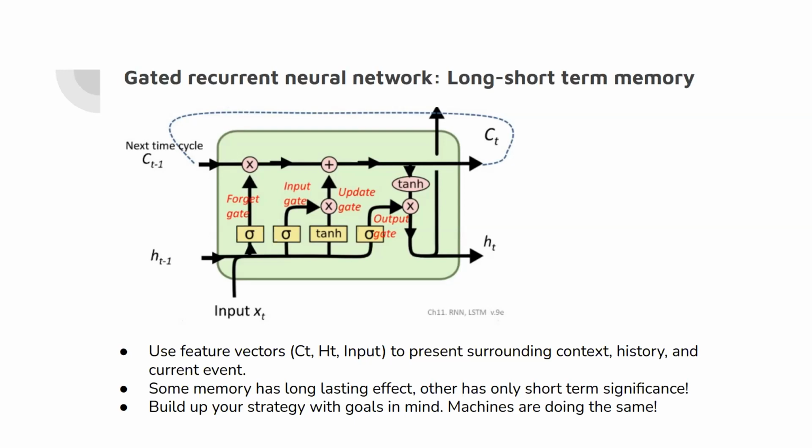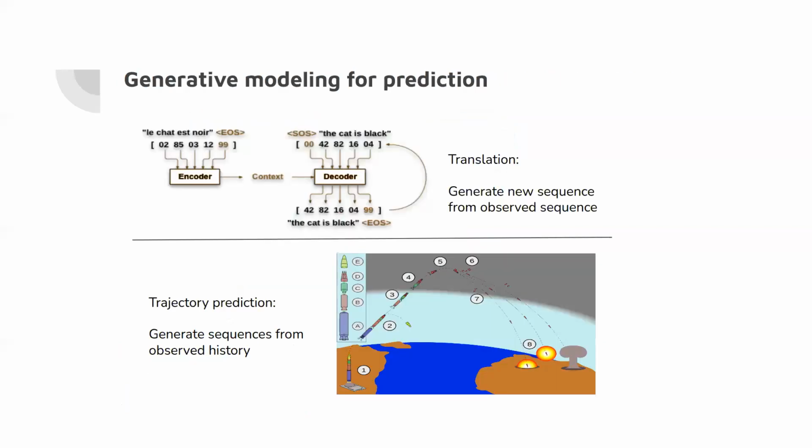To roll out the understanding of the states, digest the history, and predict the future. Some memory has a very long-lasting effect, some only a short effect. So it's very similar to how humans predict what happens next.